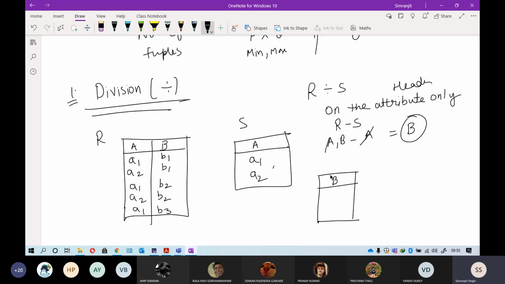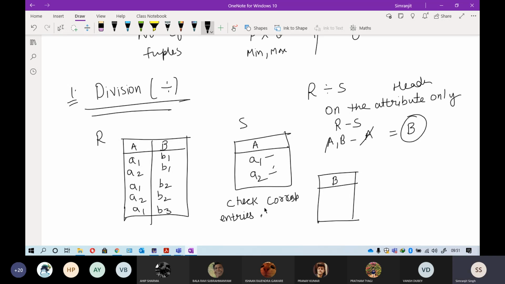Okay. So now check here. It's very confusing. Now just listen to me carefully for the next 2 minutes and you will easily understand the division operator. Okay. So now check in the S relation. The S relation has an entry of A1 and A2. Now check the corresponding entries.